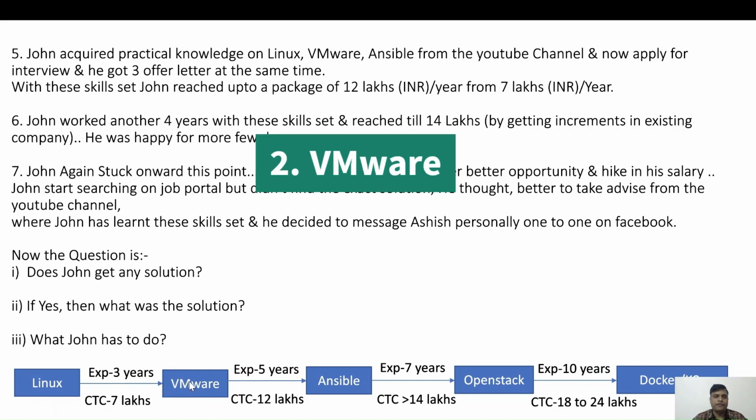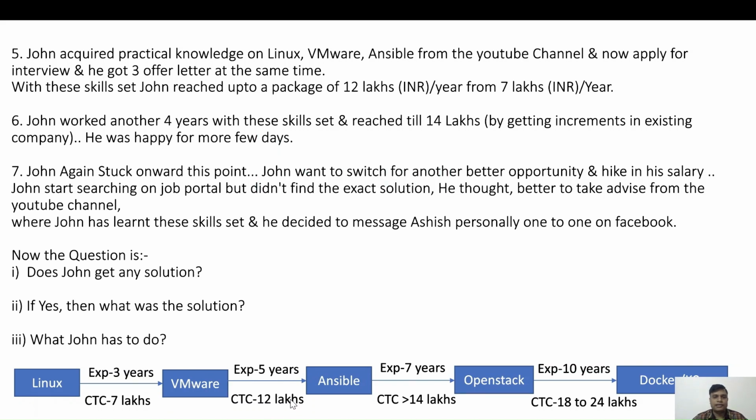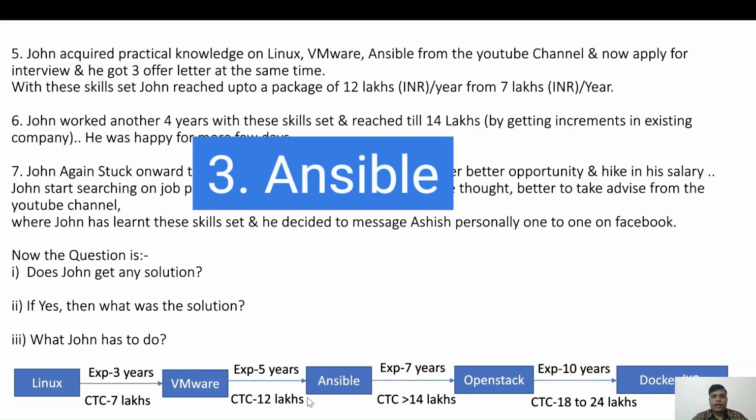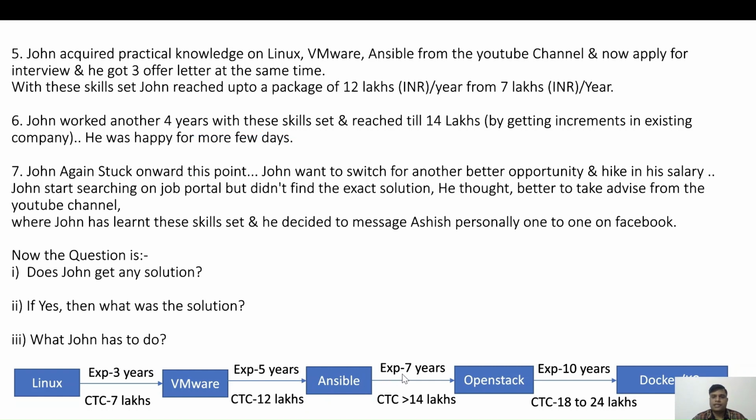Now he will learn VMware. After 2 years, he gets 12 lakhs from 7 lakhs. And you can see the experience as well. He spent 2 more years and learned this skill set. Now he has 5 years of experience and is getting 12 lakhs. Now again, he learned one more skill set, Ansible, and now he has 7 years of experience and his CTC is more than 14 lakhs.